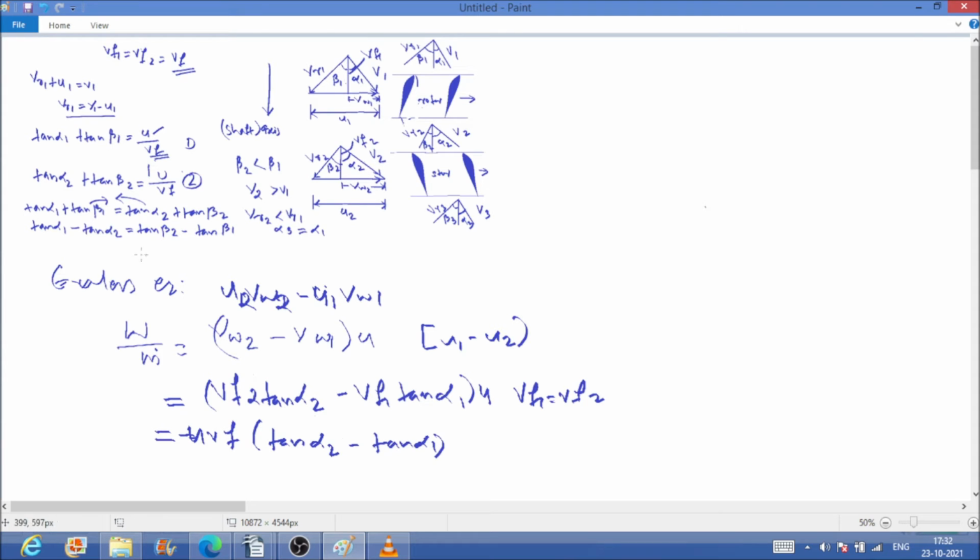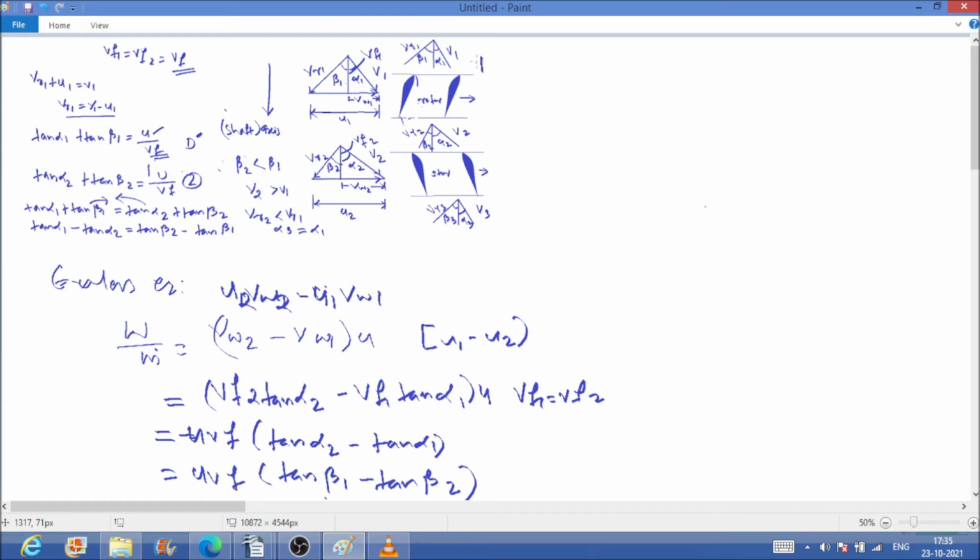Now I have already derived that tan alpha 1 minus tan alpha 2 is tan beta 2 minus tan beta 1, so this is just opposite. So this is equal to u Vf (tan beta 1 minus tan beta 2). Just remember that when you take the blade angles, beta 1 comes first and beta 2 comes second, and if you take the angles of absolute velocities, alpha 2 comes first and alpha 1 comes second.